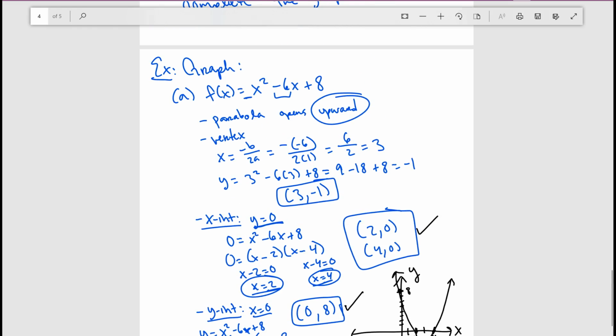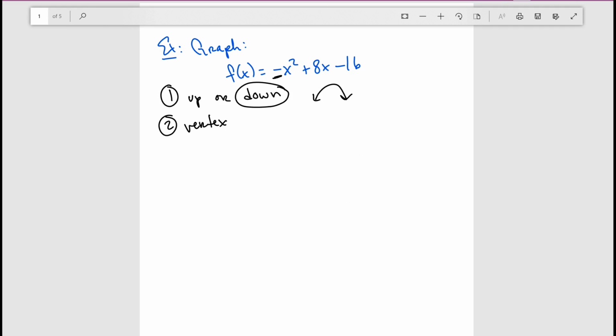All right. So the vertex is going to be x equals negative b over 2a. So we are going to have negative b, in this case is 8, over 2 times a. A in this case is negative 1. So we're going to have negative 8 divided by negative 2. This gives me positive 4.